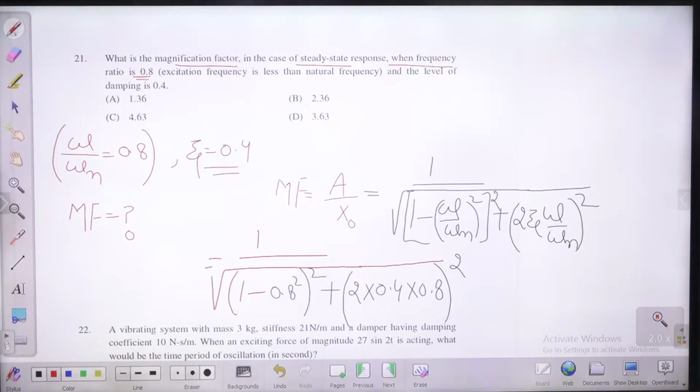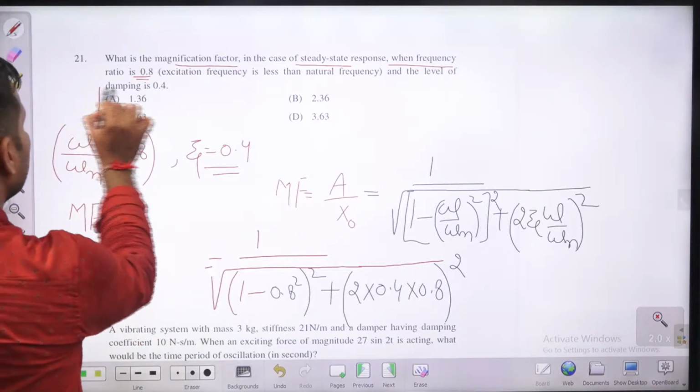Yes. So if you are getting 1.36, your answer is very right, guys. 1.36 is the right answer for this question.